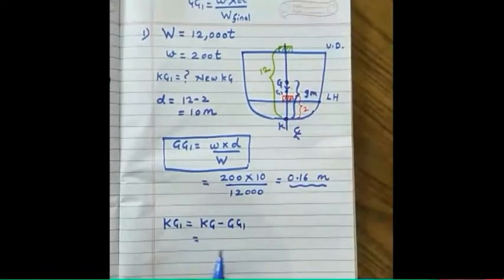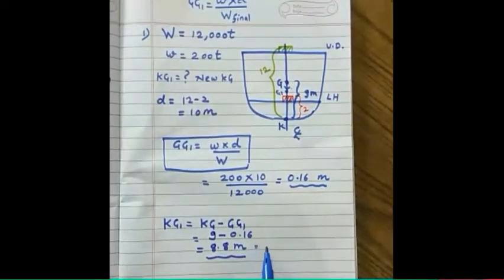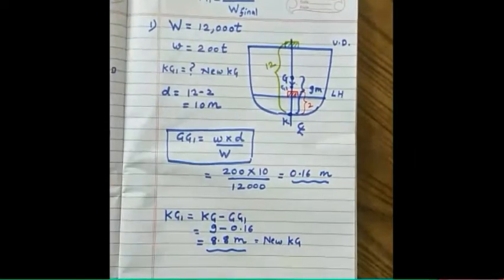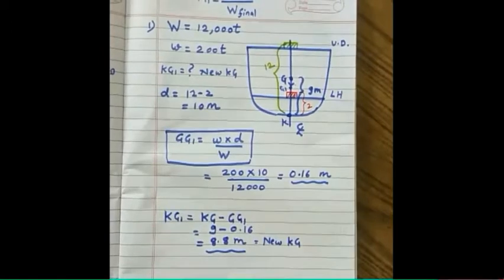Right? So how much is initial KG of the ship given? Initial KG of the ship is given as 9 meter. Minus what is GG1? 0.16 meter. So it will be 8.84 meter. So this is my new KG1 or new KG. New KG is also called KG1. Original KG is KG and new KG means KG1. Simple.